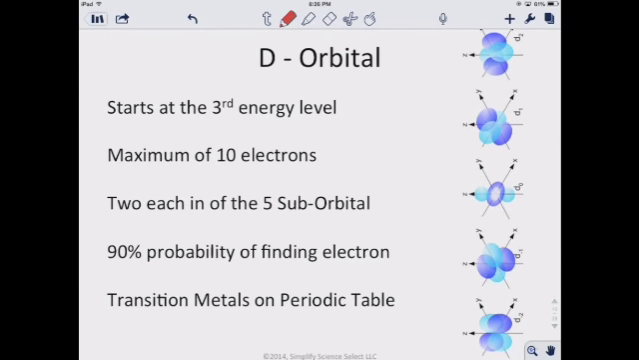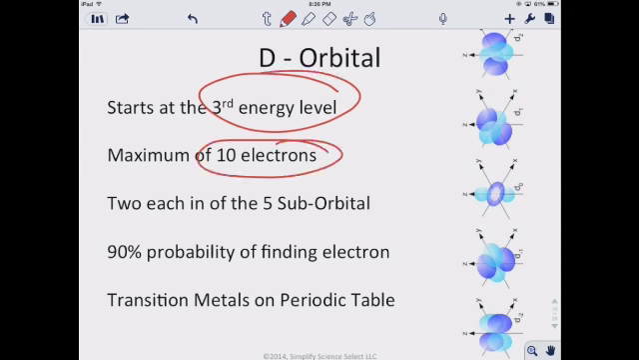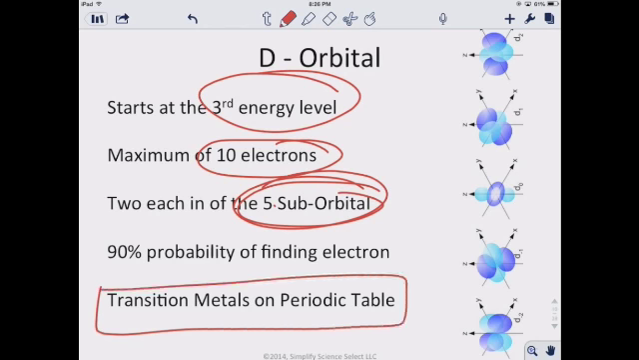Now, the d orbital starts at the third energy level and has a maximum of 10 electrons, 2 each in each of the 5 suborbitals. So it has 5 suborbitals, whereas our p only had 3 suborbitals. And these are the transition metals on the periodic table.